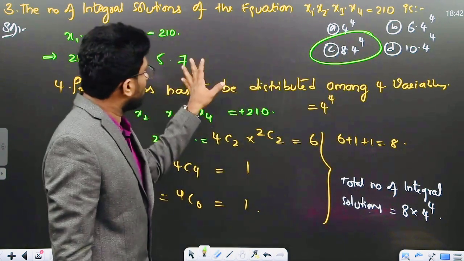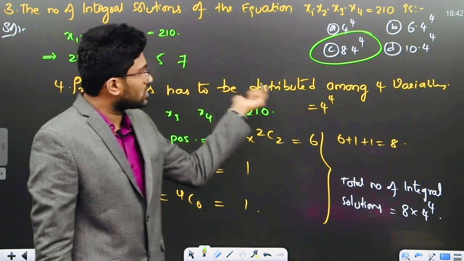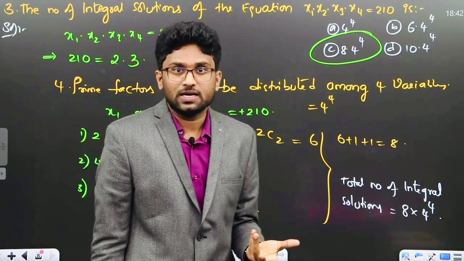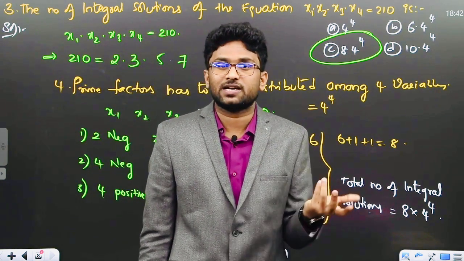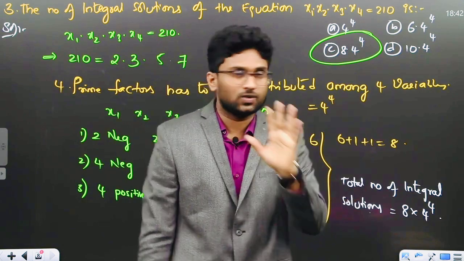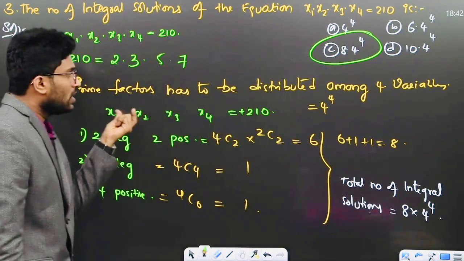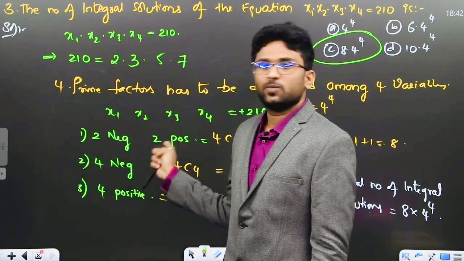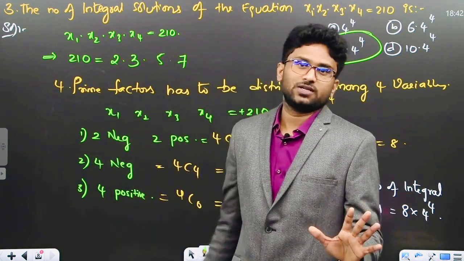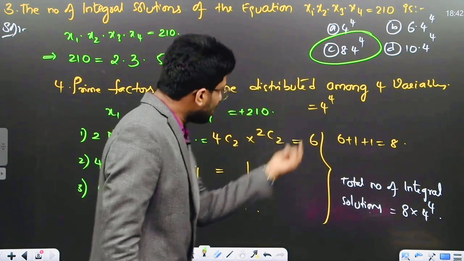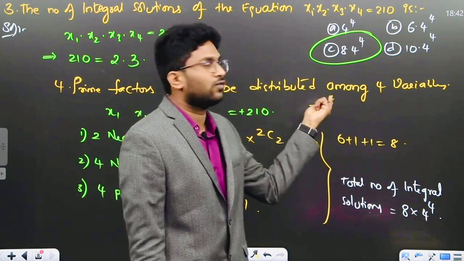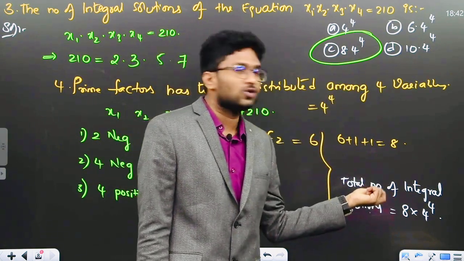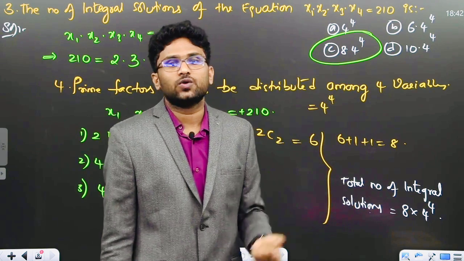So simple. If we distribute all these 4 prime factors among 4 variables, we only get positive solutions. But they are asking for all integral solutions, and integral solutions can be positive or negative. How did we find the negatives? The product is positive in only these 3 cases: 2 negative and 2 positive, 4 negative, and 4 positive. These 3 cases have to be associated with 4 power 4. By using the multiplication theorem, the total number of integral solutions is 8 into 4 raised to 4.